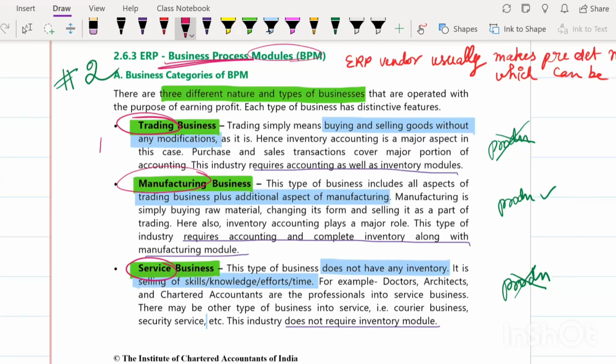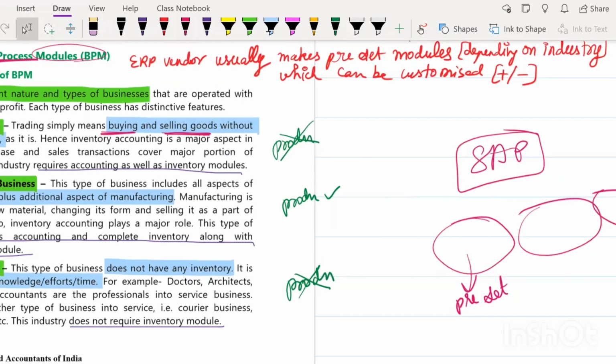If you see in relation to a trading business, what do you do in a trading business? Here you do not manufacture anything. You buy and sell products, that is, you buy from one person and sell to a different person. Buying and selling of goods without any modification is what is known as a trading business. So if there is an ERP module such as a production module, will you need that production module in a trading business? If a trading business has an ERP, will you require a production module in that ERP? Can you answer me in the chat box, please? Yes or no?